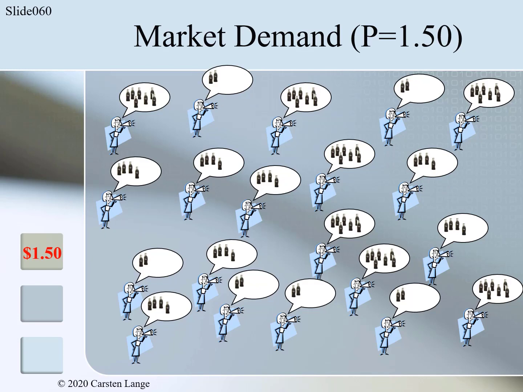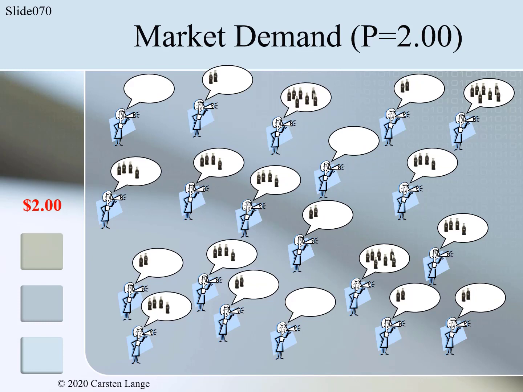Here the price is $1.50. None of the individuals demands a quantity of 12 bottles anymore. Most individuals demand only 2 or 4 bottles. If the price increases further, demand will decrease further. At a price of $2, some individuals decide not to demand Coke at all. Most of the other demand quantities of 2 or 4 bottles of Coke.